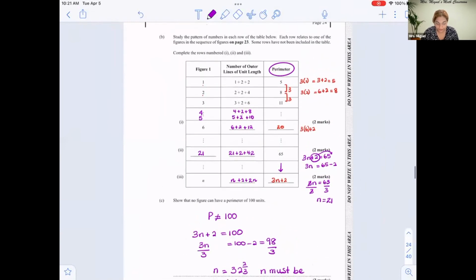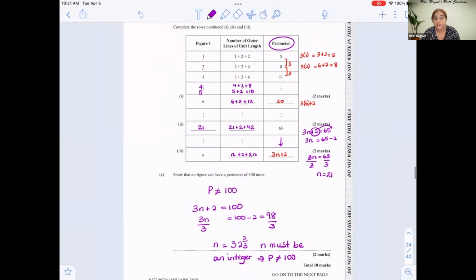If you notice in the first column where there is figure, there is no figure called 1.5, or there is no figure called 1 and 2/3. The figures there are whole numbers. So there is no mixed number. So the perimeter could never be 100, because if the perimeter is 100, it means that the value of n is 32 and 2/3, and we cannot have that. We need to have whole numbers, not mixed numbers. So that is why P cannot be 100. So take down whatever you need.